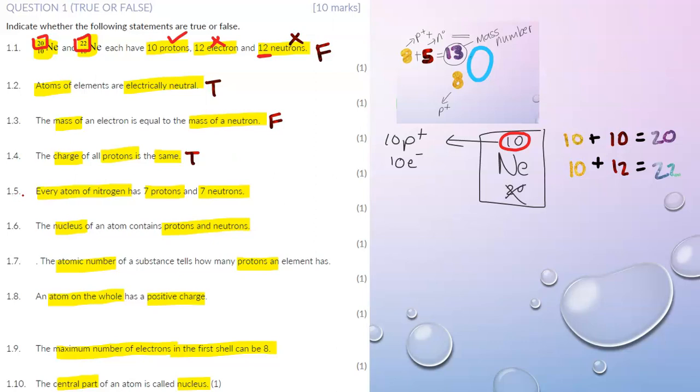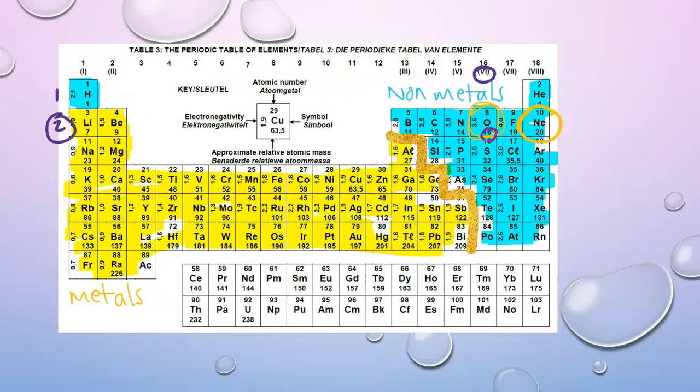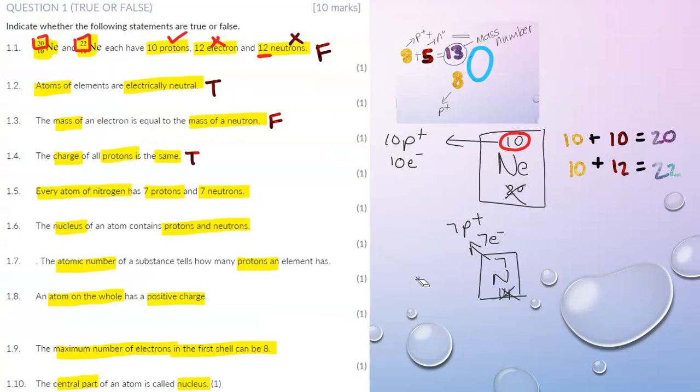Now they ask us something about nitrogen. So if we come to our periodic table, nitrogen is over there. It's number 7. And if we draw nitrogen's information the same as what we did with neon, we see nitrogen is number 7 in the periodic table, and that means all nitrogens will always have 7 protons, and as long as it's neutral, it will have 7 electrons as well. And then they ask us something about the neutrons.